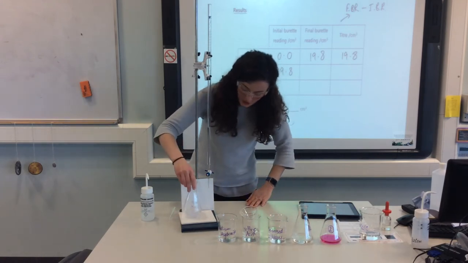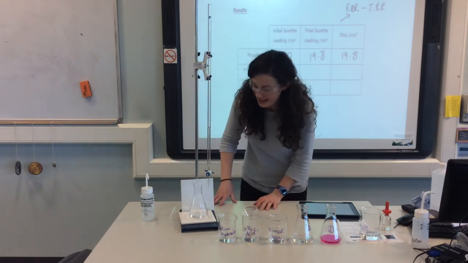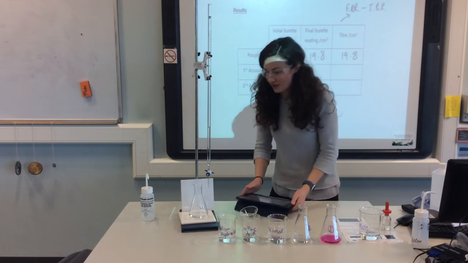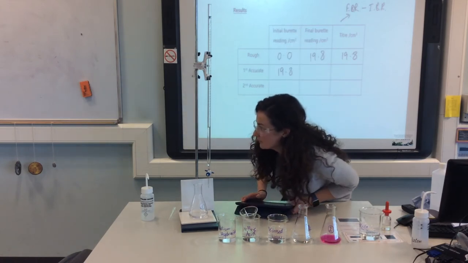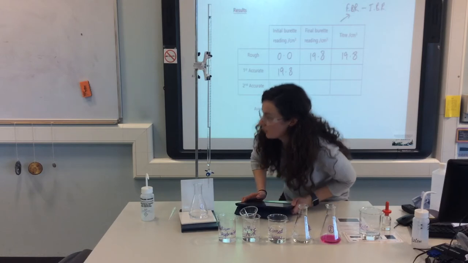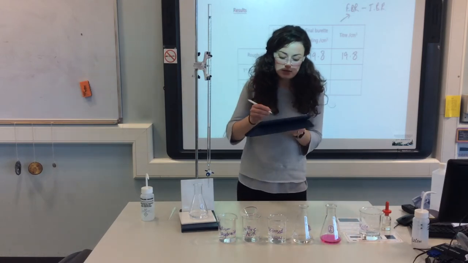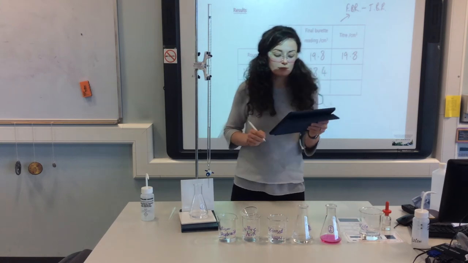I'm happy there is no pink colour left now. I think in the previous ones there was always that hint of pink. So let's have a look at our final burette reading now that we're eventually there. Looking at our reading at eye level, we're at 38.4. Okay, so our final burette reading is 38.4.